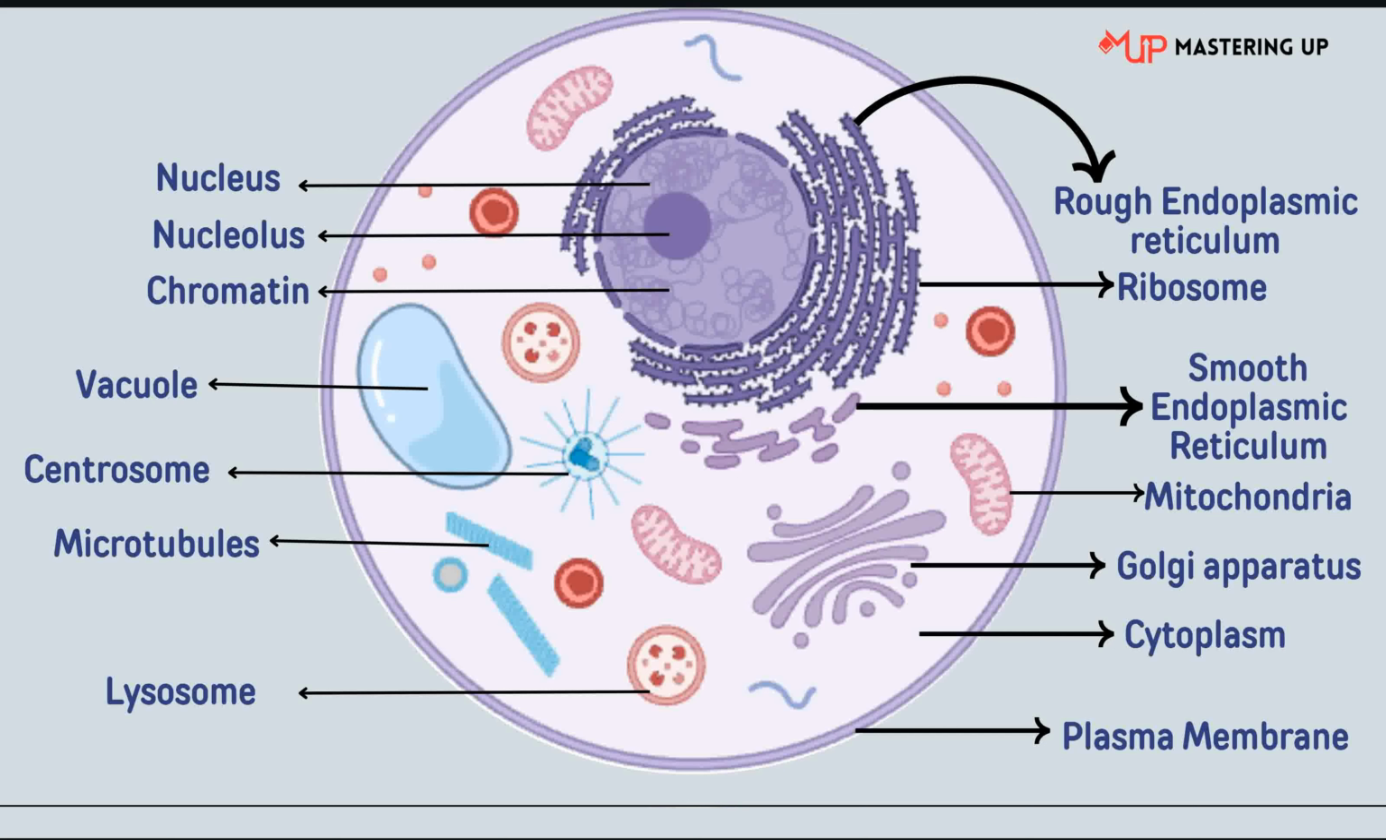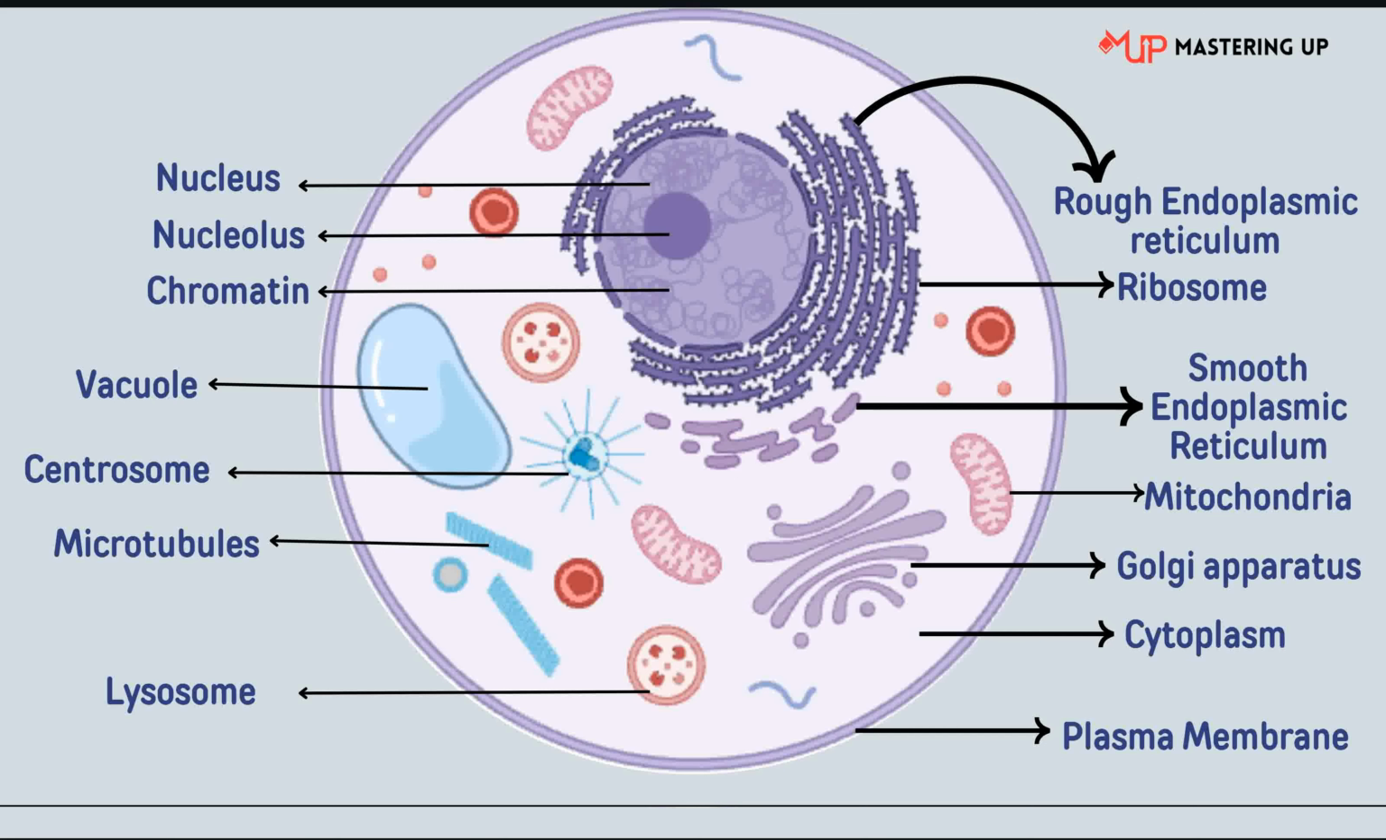The other vital organelle is the mitochondria, which is often referred to as the powerhouse of the cell. We have seen earlier that mitochondria generate energy for the cell in the form of ATP through the process called cellular respiration.